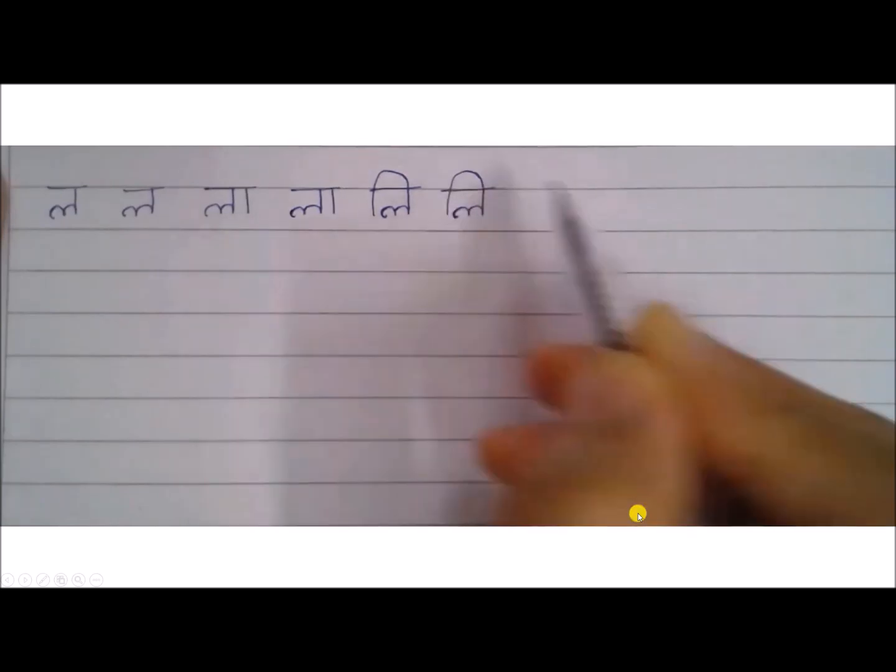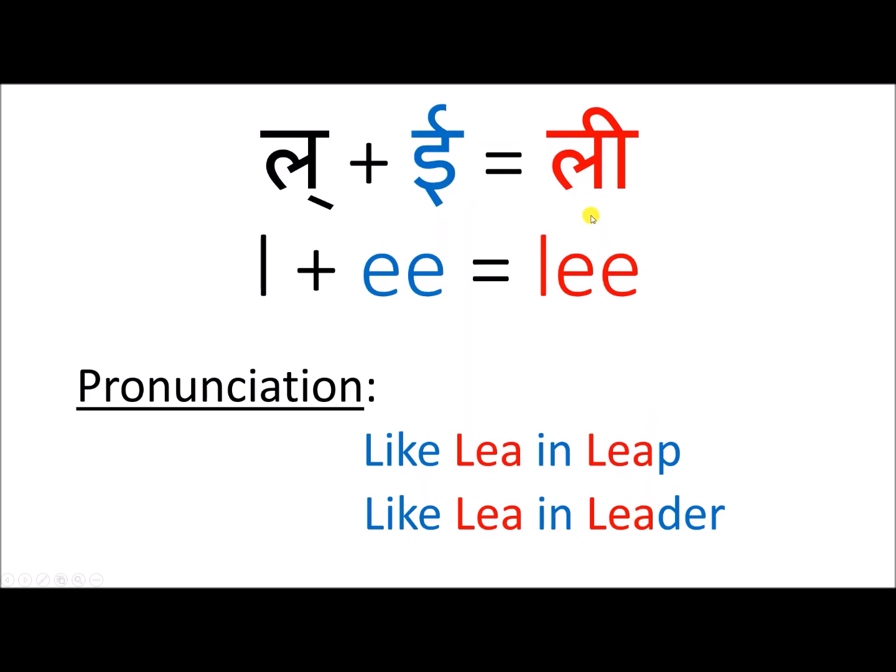The next sound is Lee. You get this sound Lee when you add L to long E. L plus E equals Lee. And Lee is pronounced like LEA in leap, and like LEA in leader. Let us see how to write Lee.